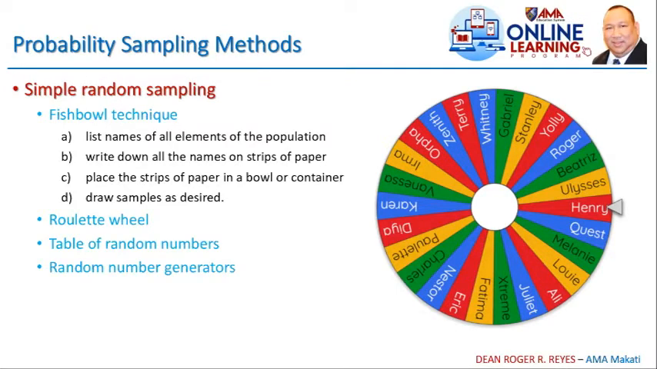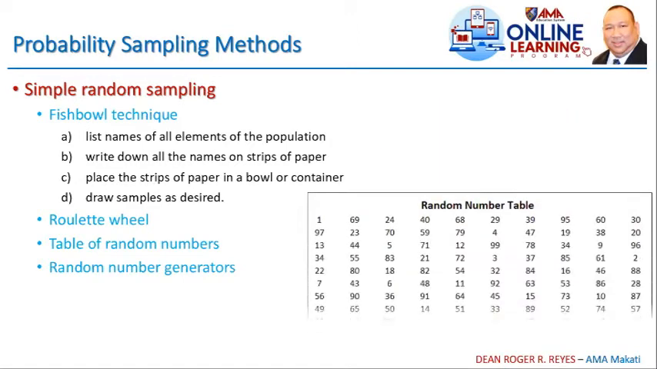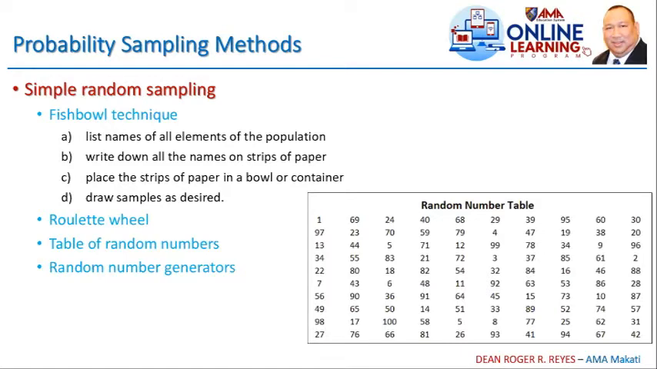Ito namang table na random numbers. Yan. So from 1 to 100 ito, naka-rearrange. So pipili ka ngayon kung gusto mo per row or per column. So kunyari, napili natin R5. So row 5 pala. So 1, 2, 3, 4, 5. Itong row na ito ang ating pipiliin. So employee number 22, 80, 18, 82, 54, 32, 84, 16, 46, 88. So nakapili na tayo ng 10.